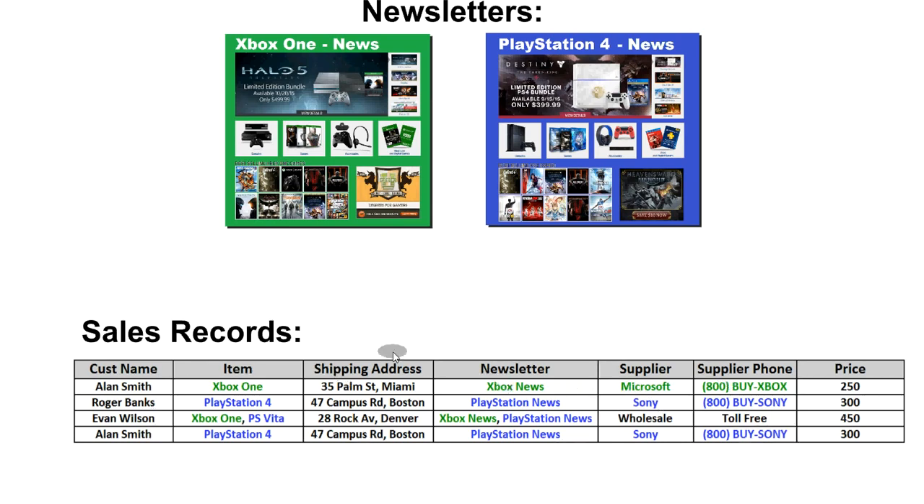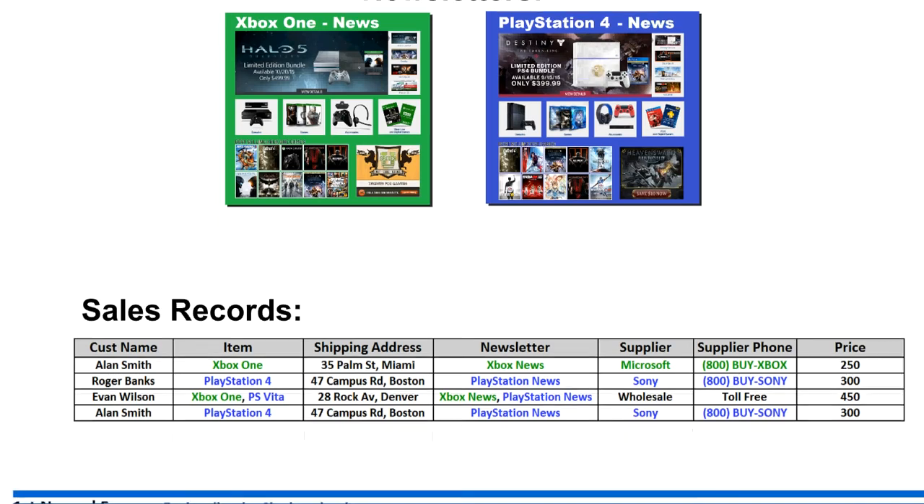And the color code, just ignore the color code. There's no meaning to that. It's just a visual cue. So anyway, these are some of their sales records, and I'm going to normalize these.